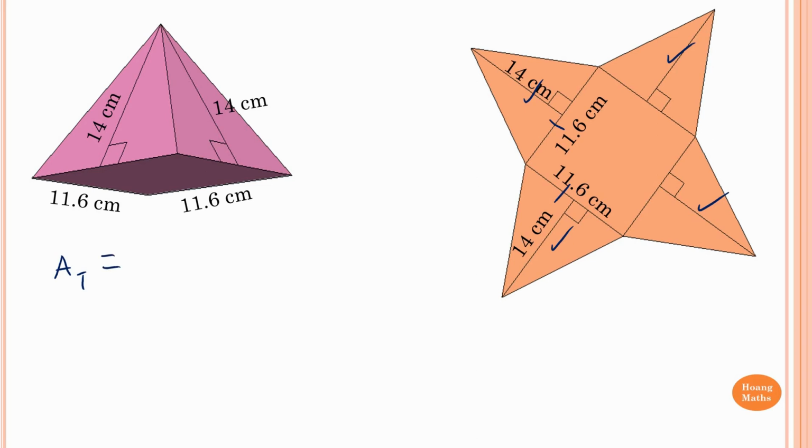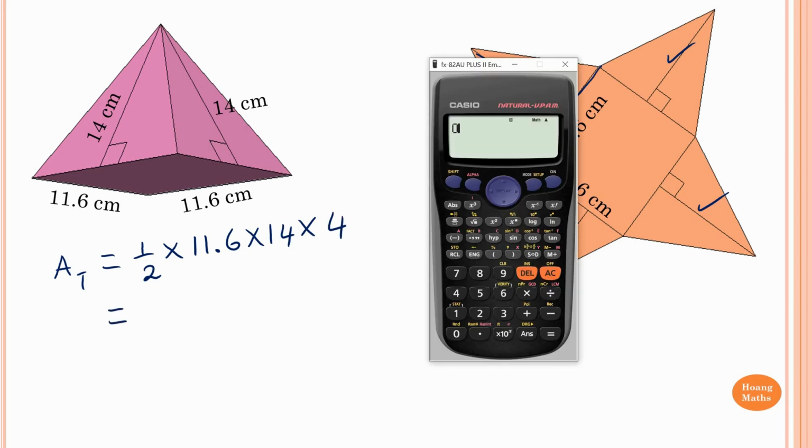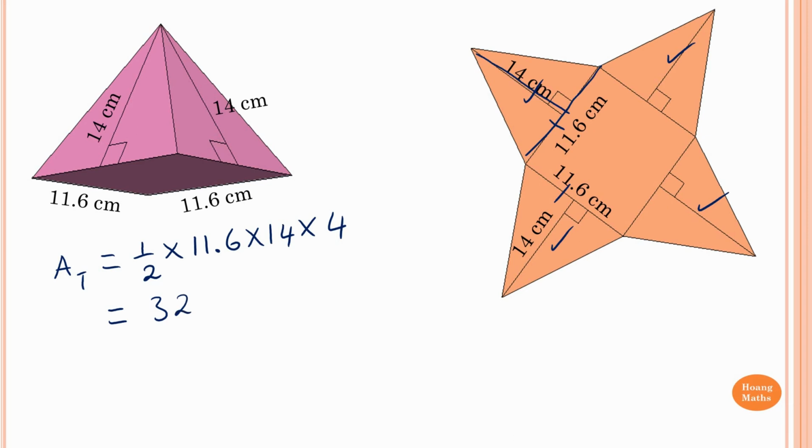So area of a triangle is this perpendicular line here, times together. And times a half, of course. A half times base times height, if you like. So 11.6 times 14. And then we have 4 of them, so we times by 4. So 0.5 times 11.6 times 14 times 4. 324.8. So 324.8 square centimeters. Then what we have left is the area of the base here.